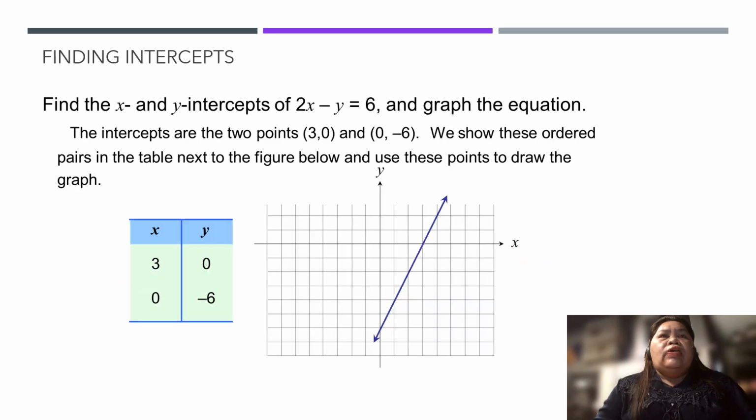It's easy, right? Next, we need to graph. So (3, 0), that means we place a point here, and (0, negative 6), counting 1, 2, 3, 4, 5, 6. So this is the graph of 2x minus y equals 6.